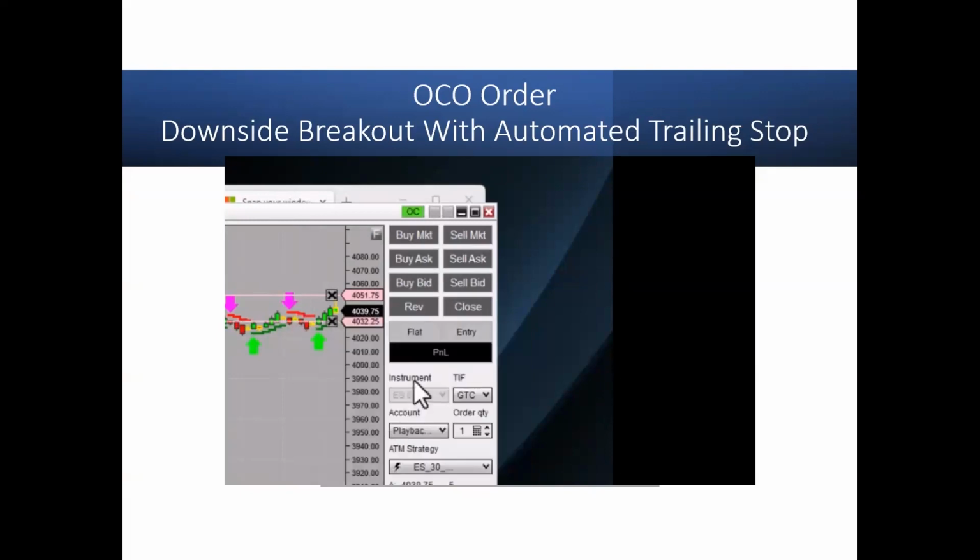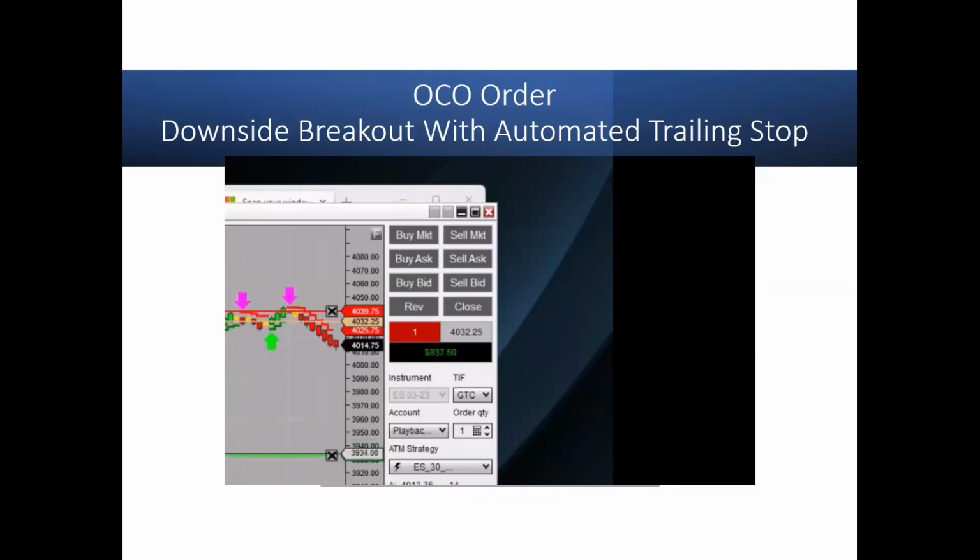When you set up these orders, you will use an ATM strategy along with them. So when you get into the trade, you'll automatically have a stop and a profit target in place. Here the market took us into a short trade, and the market's moving down.